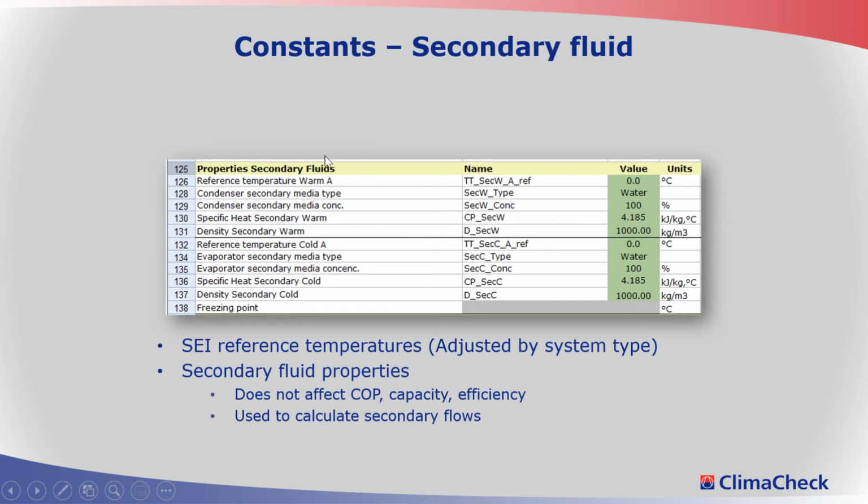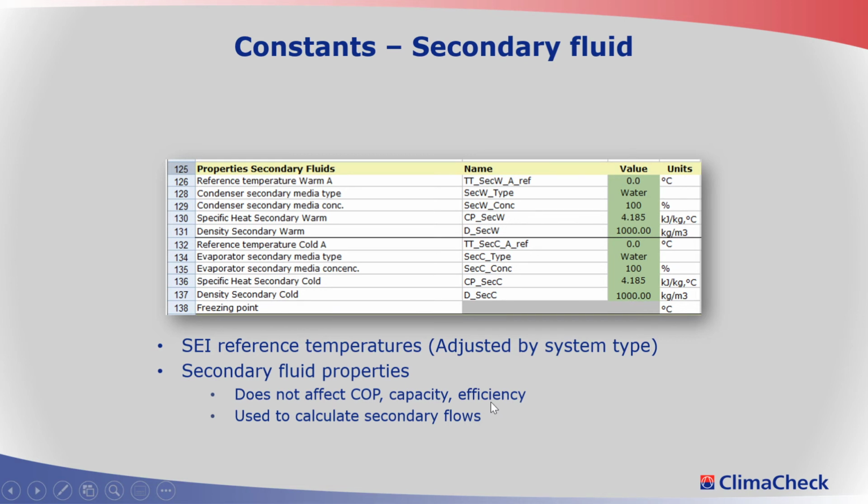Finally, in the constants, we have the properties of the secondary fluids. Here, we're defining the specific heat and the density of the secondary fluids. This can be water or glycol on the cold side, or water or air on the warm side. These data are used to calculate the flow on the secondary side. These are not used to calculate the COP, capacity or efficiency.